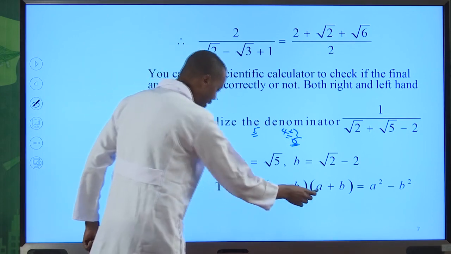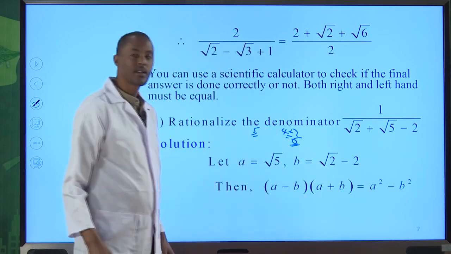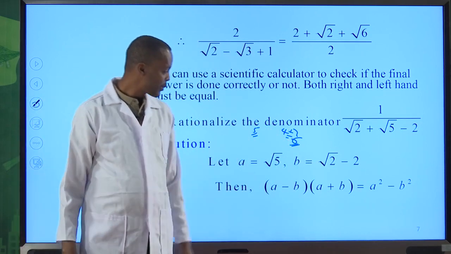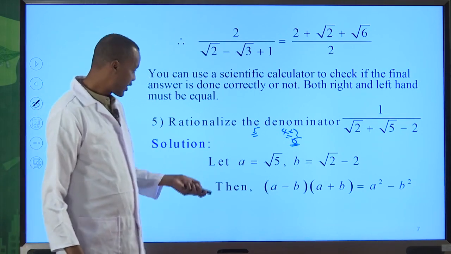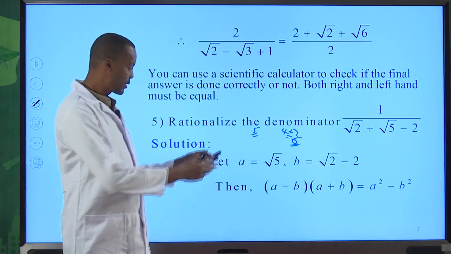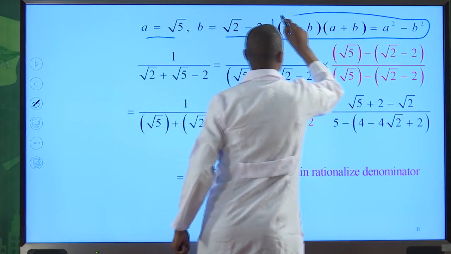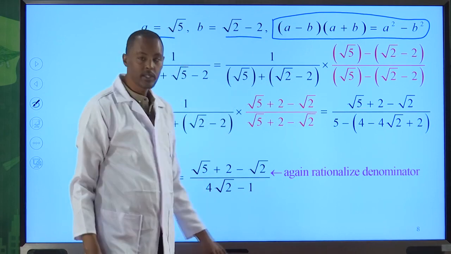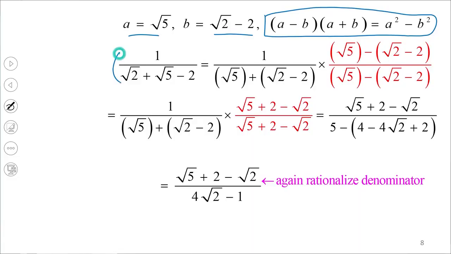partly by using my identity, which is a minus b into a plus b, which is equal to a squared minus b squared. But this will not bring me to a final answer. After some time, I have to re-rationalize it again, and we will see the details as follows. If I choose my a to be root 5 and b to be root 2 minus 2, with my mathematical identity that you should always remember, which is a minus b into a plus b, which is equal to a squared minus b squared. This is my original problem.